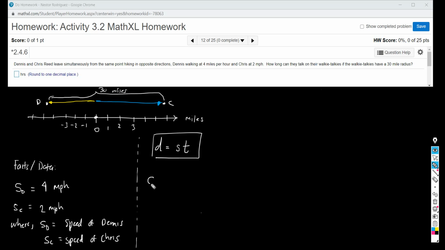I'm going to write the following. Look, the distance that Dennis walks is equal to the speed of Dennis times the time that he walks. And the same for Chris. The distance that Chris walks, or the distance that Chris travels, is equal to the speed of Chris times the time t that he spends walking. You see? So basically, I'm writing this equation for each of my two people. And that's why these subindexes come in handy, because these subindexes tell you what distance of what person you're talking about. This is the distance that Dennis travels, and this is the distance that Chris travels.